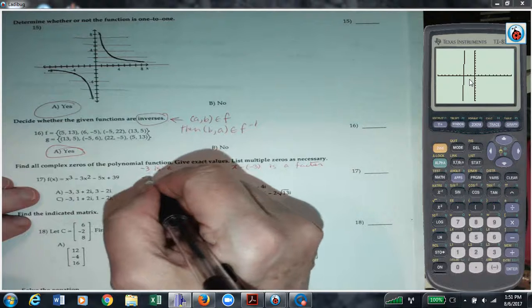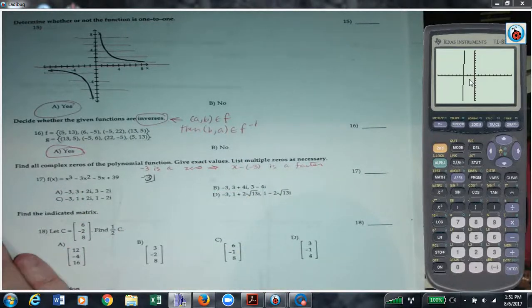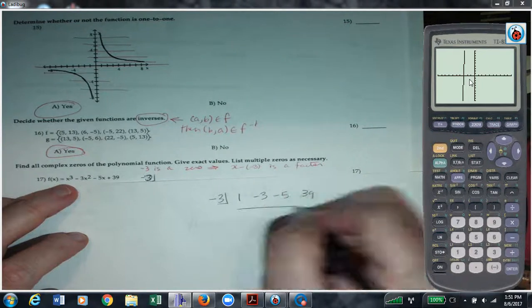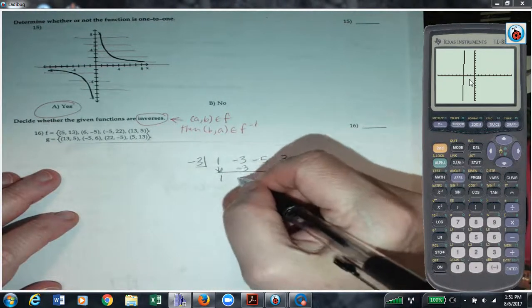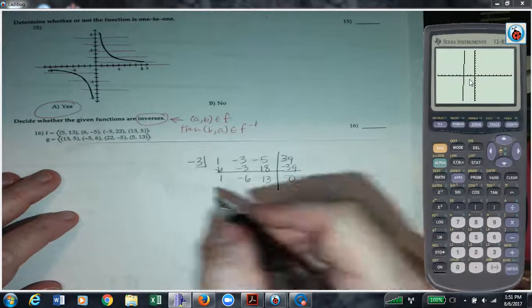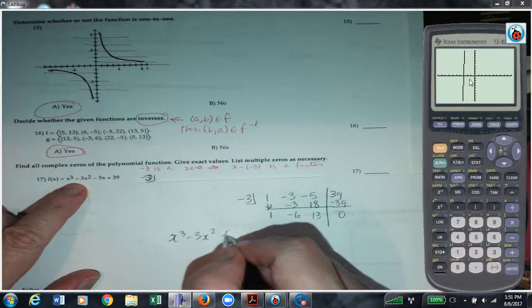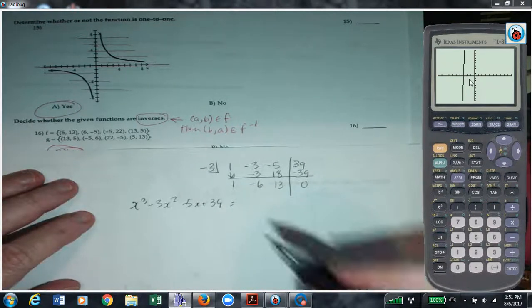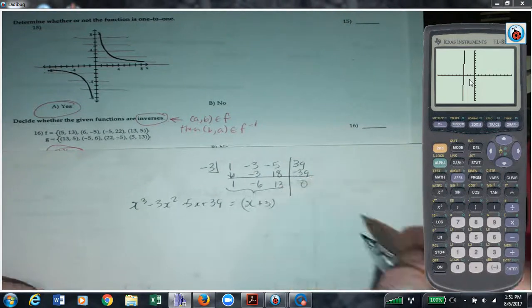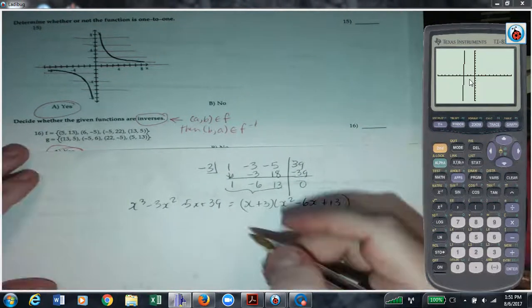And I'm going to come out with this being, let me do it over here. I can use synthetic division to break it down. So I can write this as the divisor, which is x minus the number in the box, x minus -3, times the quotient. That's the quotient: x squared minus 6x plus 13. Okay. So one of my zeros is -3.